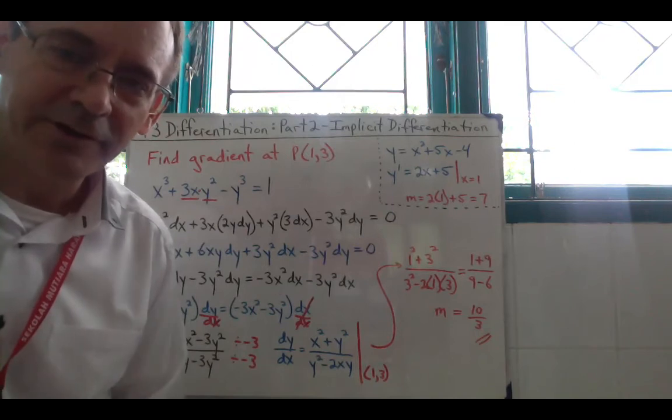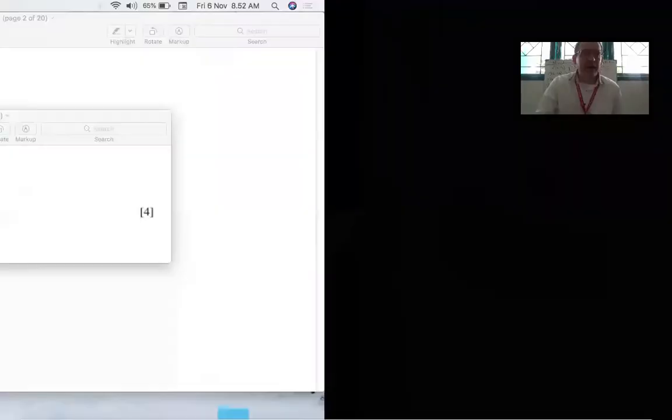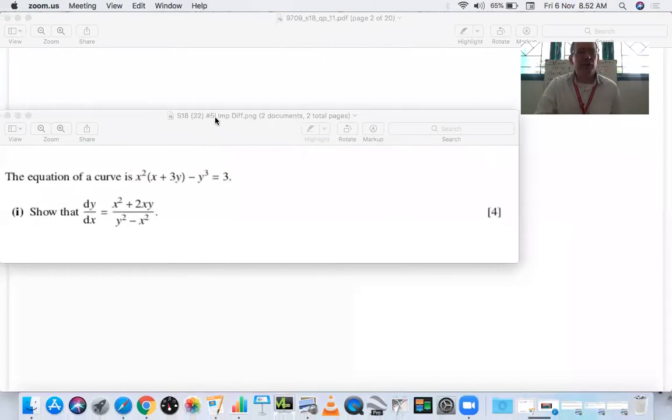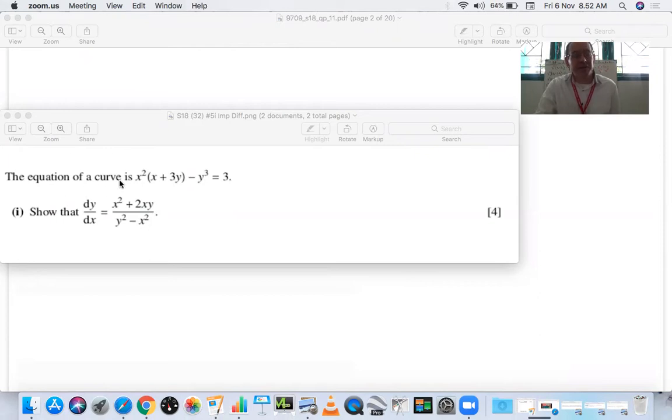And I've got a few other examples to set up for us here. Okay, let's look at our second problem. And again, if you're interested in the code, it's up here, so you know where to find it. The equation of a curve is x squared times parentheses x plus 3y, minus y cubed, equals 3. Show that dy/dx equals x squared plus 2xy all over y squared minus x squared.